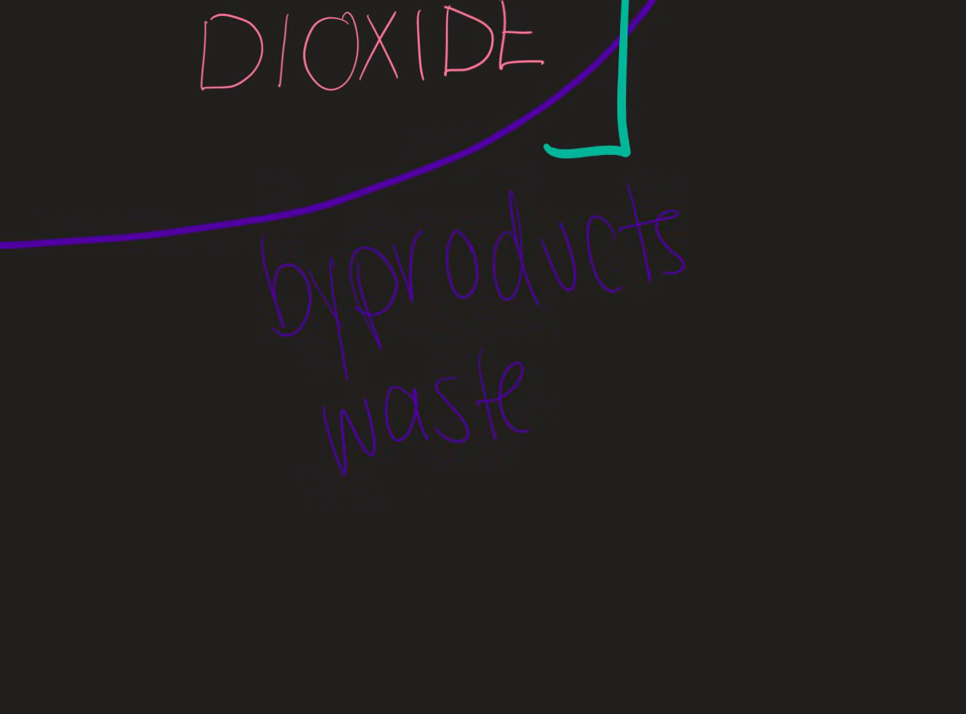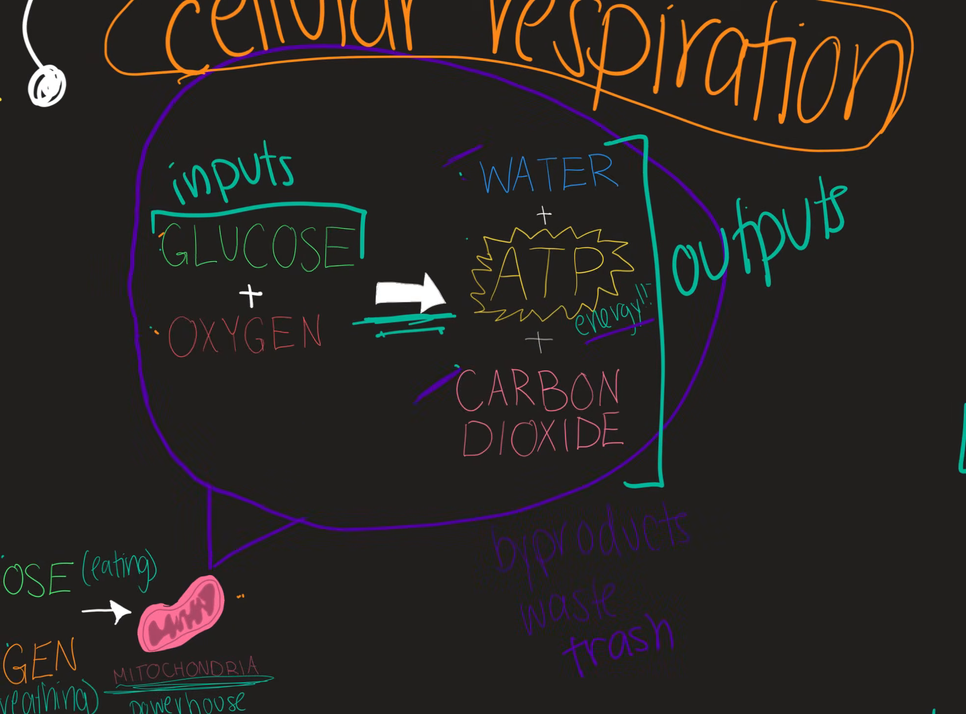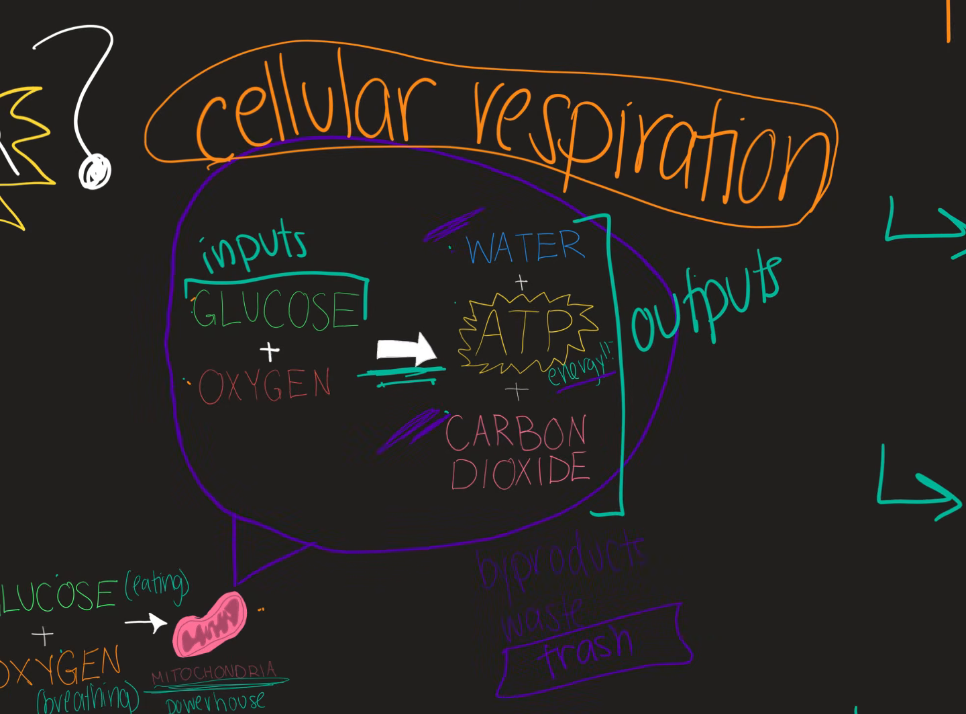Okay, yeah, they're trash. We don't need them. So remember, ATP is energy. We do need that. Water and carbon dioxide are trash. We don't need them. They just also happen. So that's our whole process here. Cellular respiration is when glucose and oxygen combine in the mitochondria and are converted into water, ATP, and carbon dioxide. Remembering that ATP is the actual important product here because that is our energy.